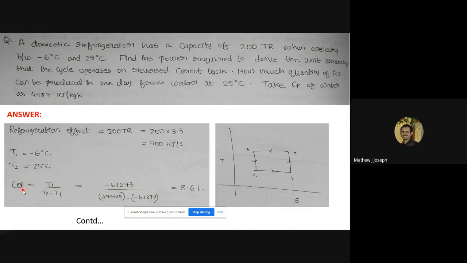So the COP value we have found out is 8.61. But what is actually COP? What is the COP of a refrigerator, or COP in terms of refrigeration? That is desired output by desired input. But what is the desired output of a refrigerator? It is the amount of coolness or refrigeration produced, or the refrigeration effect itself.